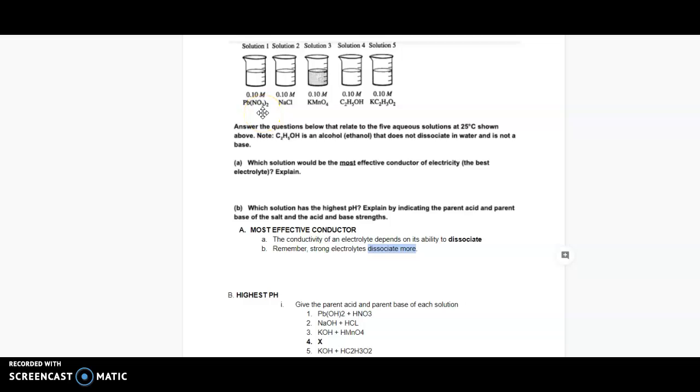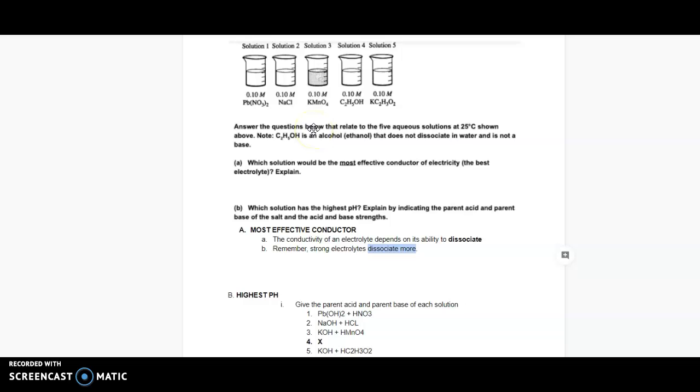HNO3 is a strong acid, HCl is a strong acid, HMnO4 is a strong acid, and then in the question it tells us C2H5OH doesn't dissociate in water, so this cannot be an effective conductor. And HC2H3O2 is acetic acid, which is a weak acid. So we can narrow it down to solution 1, 2, and 3. Now looking at the parent base, PbOH is a weak base, and NaOH is a strong base. KOH is also a strong base, so we can eliminate solution 1. We're left with solution 2 and 3.